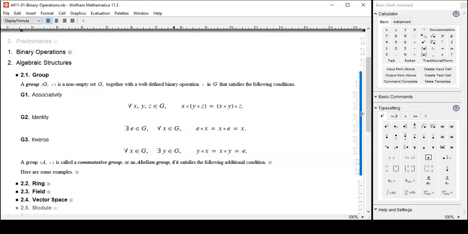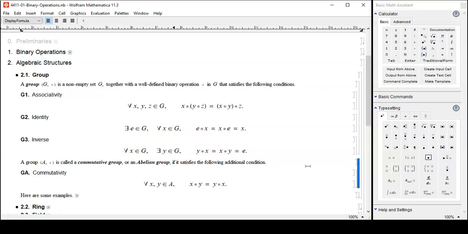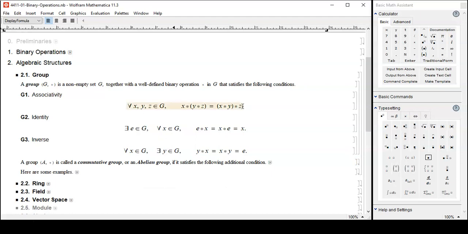Some groups satisfy an additional condition, the commutativity. A group that satisfies this other property here is called a commutative group or an abelian group. And the groups that satisfy only these three are non-abelian.